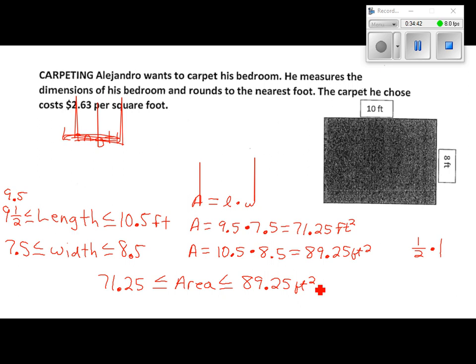Now they gave us a cost. What could we do to figure out how much it's going to cost him? What would you do with that $2.63? So multiply it. So let's do that. I'm going to jump down here and I'm just going to write cost. I'm not actually going to show the multiplication. You're going to take 71.25 and times it by what? 2.63. Somebody do that for us.